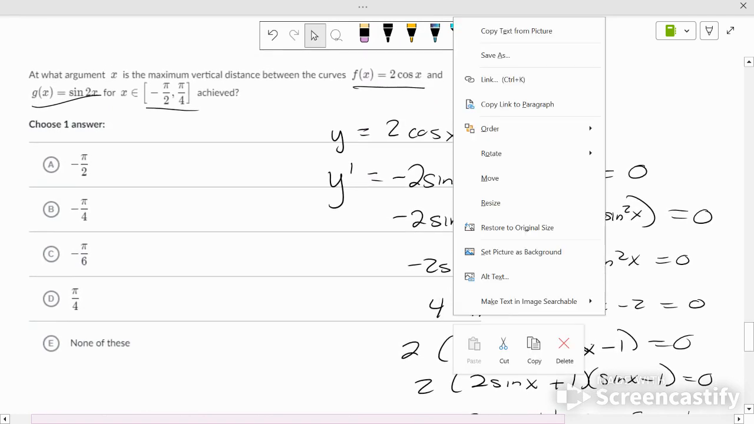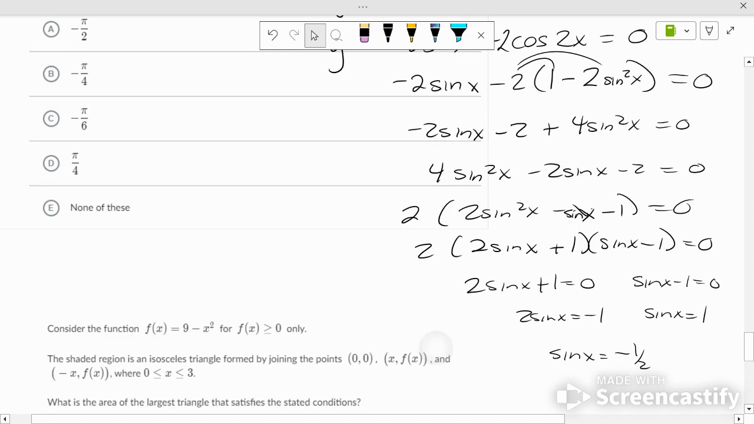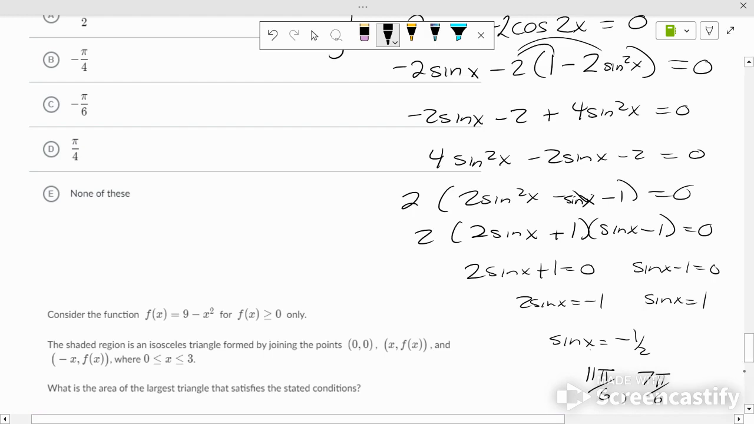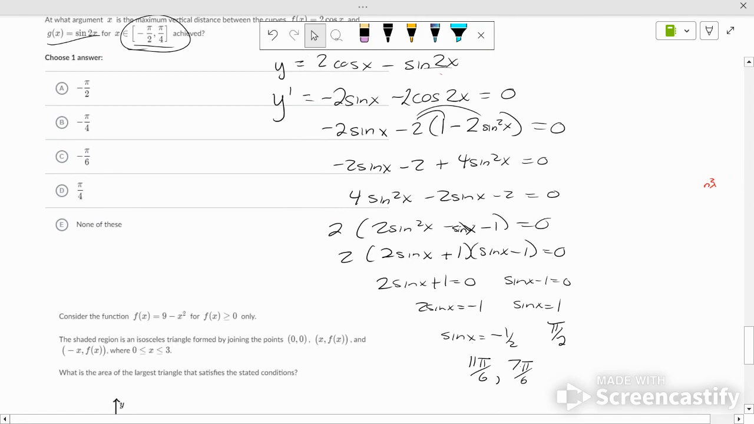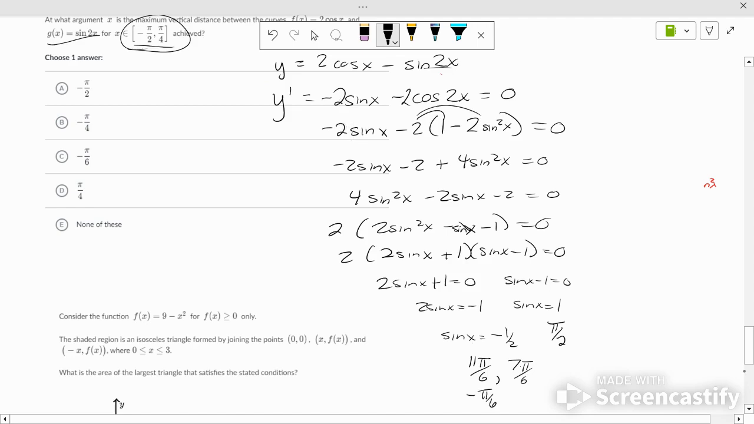Now, we're somewhere in between negative pi over 2 and pi over 4. Where does sine of x equal negative 1/2 on the unit circle? At 11 pi over 6, and there's one other, 7 pi over 6, there you go. Where does sine of x equal 1? Pi over 2. So, which of those is in between negative pi over 2 and pi over 4? Well, 11 pi over 6 is the same as negative pi over 6. 7 pi over 6 is the same as negative 5 pi over 6. So the only one that is in that realm is negative pi over 6.